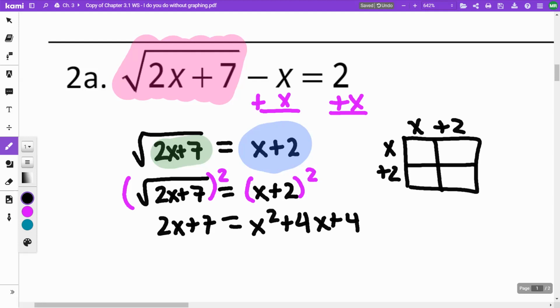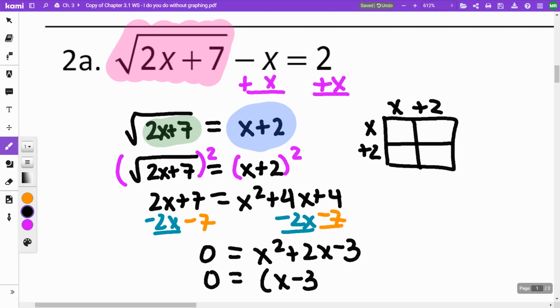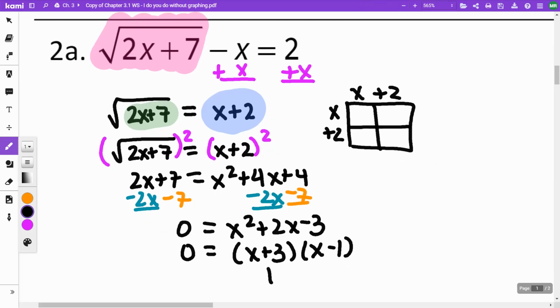Now you're going to get everything on one side, 0 on the other side. So I am going to minus 2x from both sides. I am going to minus 7 from both sides because I want it to equal 0. I'm going to get 0 is equal to x squared plus 2x minus 3. I am going to factor that. So I'm going to get an x plus 3, x minus 1. I solve this. I get x is equal to -3 and I get x is equal to 1.